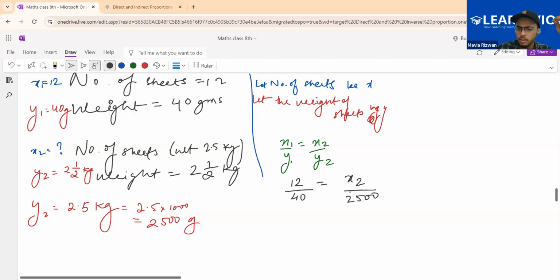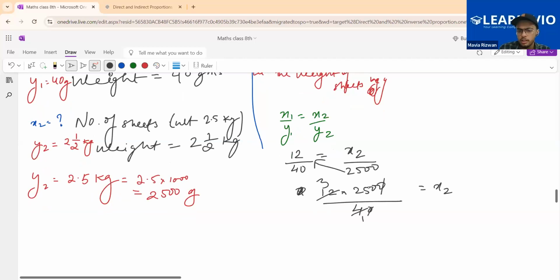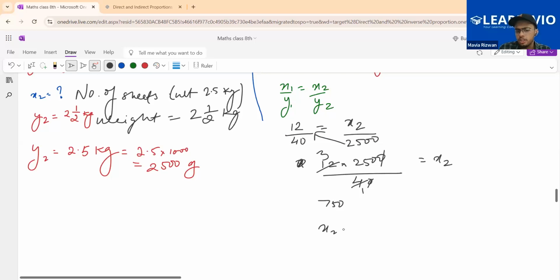Now x2. If I take this on the other hand side, it will go in multiplication. 12 into 2,500 upon 40 is equal to x2. Now we just have to do the calculation part. So the 0 gets cancelled by 0. 4 ones are 4, 4 threes are 12, so this is 250 into 3, that is 750. So x2 is coming out to be 750. Is this clear, everyone?